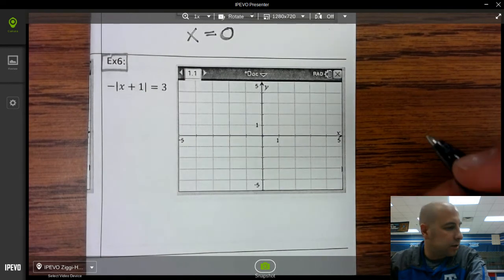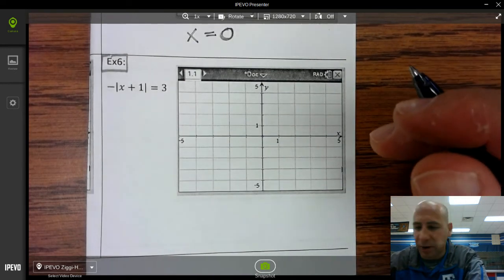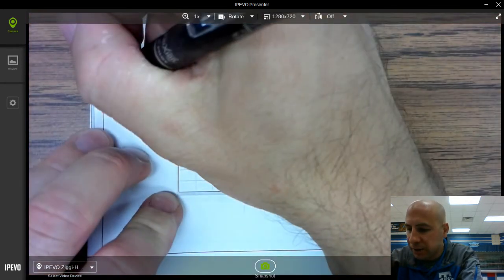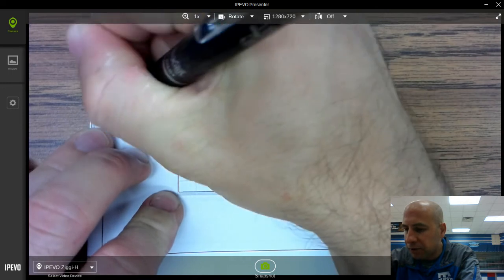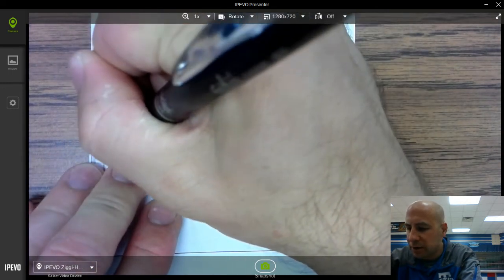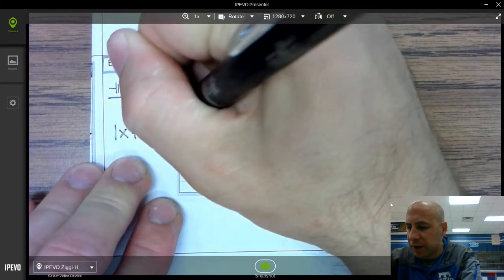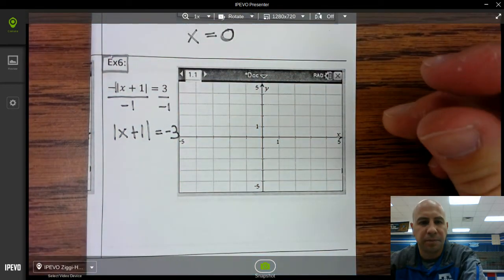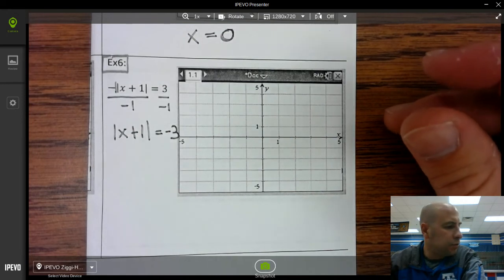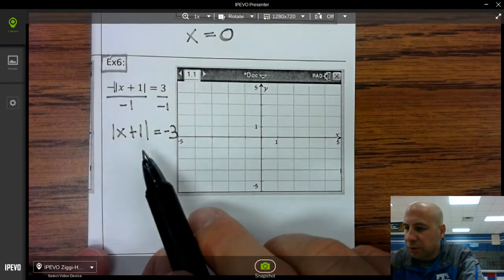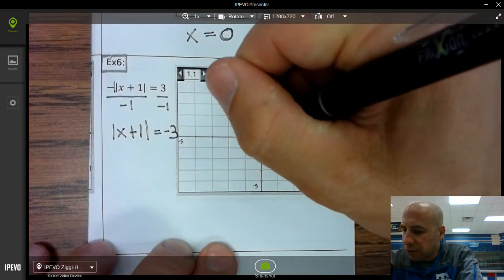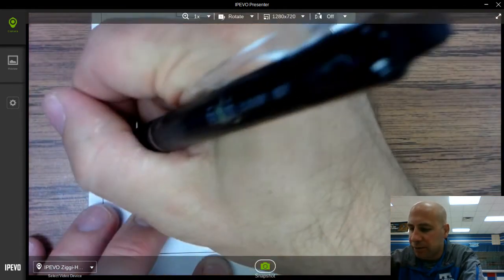So let's look at step 1. Isolate the absolute value. Okay. So to isolate the absolute value, we're going to divide both sides by negative 1. So you get the absolute value of x plus 1 equals negative 3. Okay. And then step 2, graph the left side. So again, we're going to graph by transformation. So we move the vertex left 1 unit, and then we're going to graph by direction.